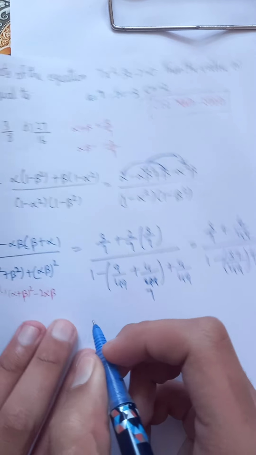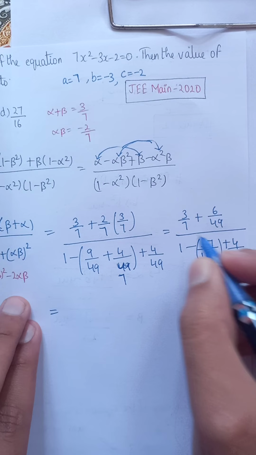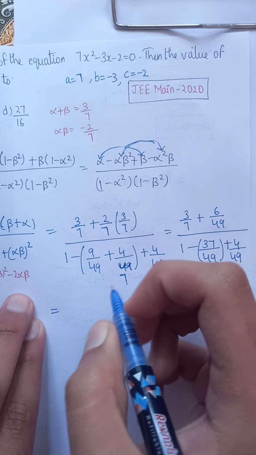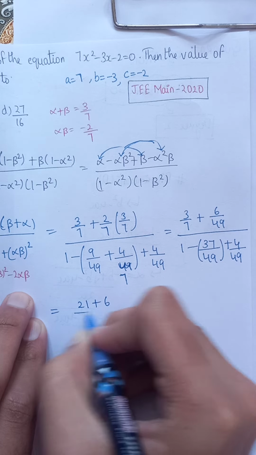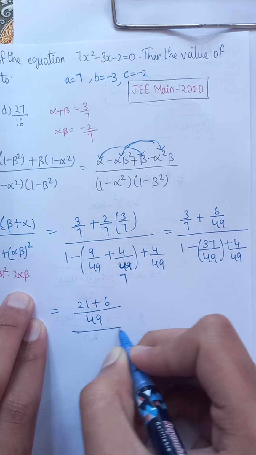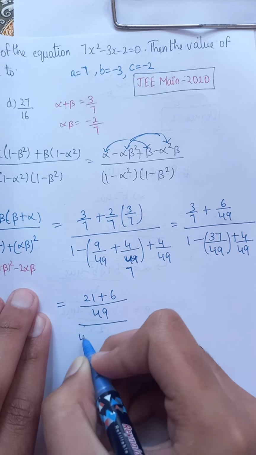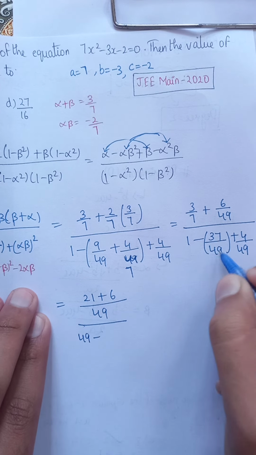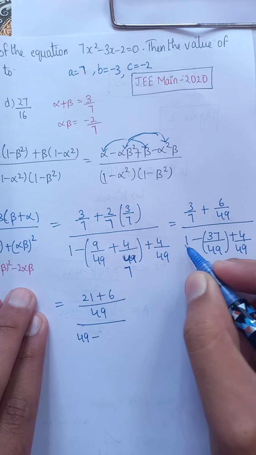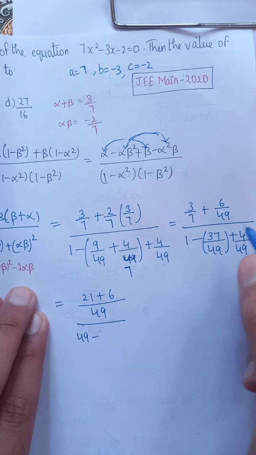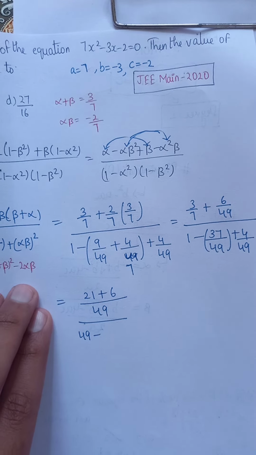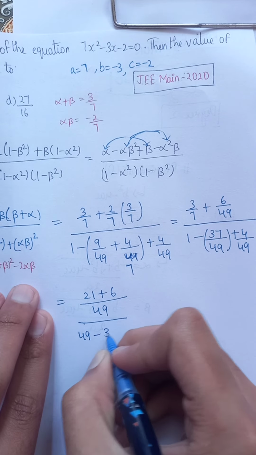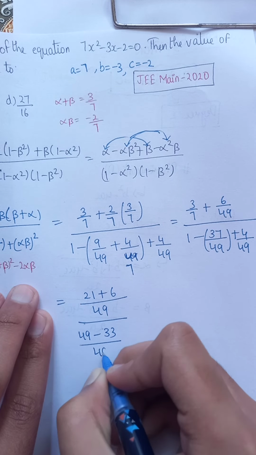So now let's solve it. Again, take the LCM in the numerator. So you get 21 plus 6 by 49, divided by 49 minus, you're taking the LCM, right? So we are multiplying 49 to 1. 49 minus 37 plus 4. What is 37 plus 4? Minus 33. So 49 minus 33 divided by 49.